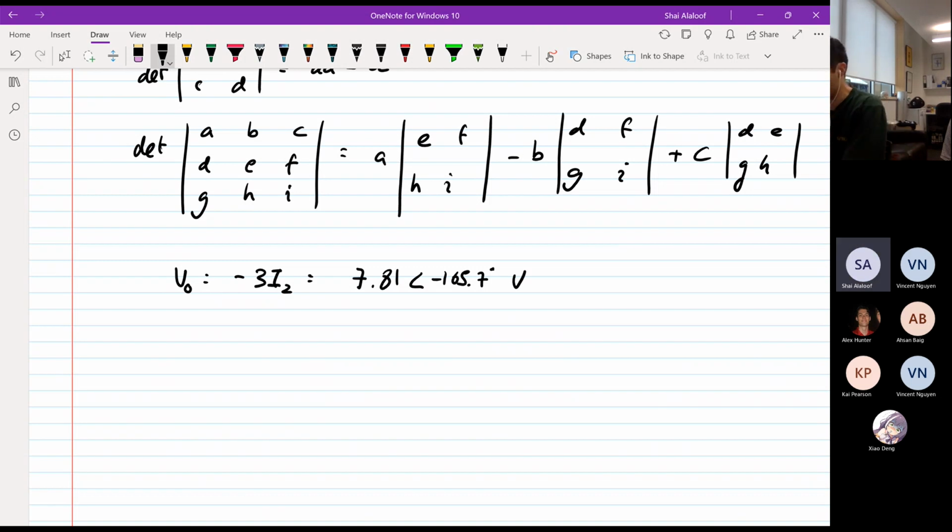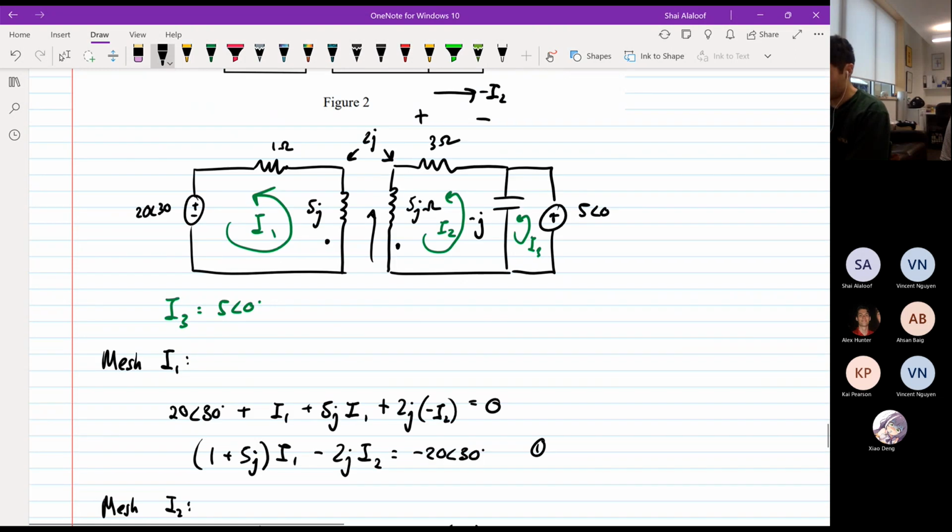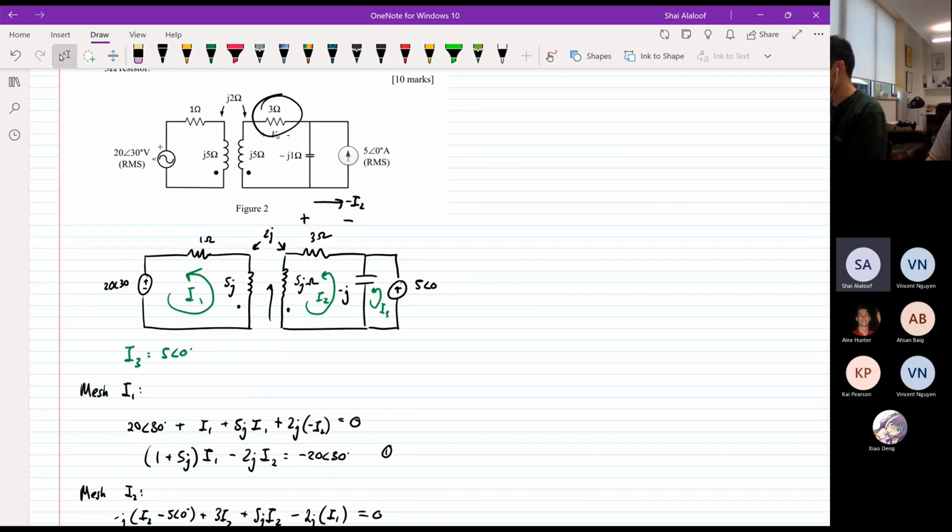Anyone have any questions with that? I guess the only tricky part is just knowing what to do with the dotted terminals. That's all. Okay, that sounds good.